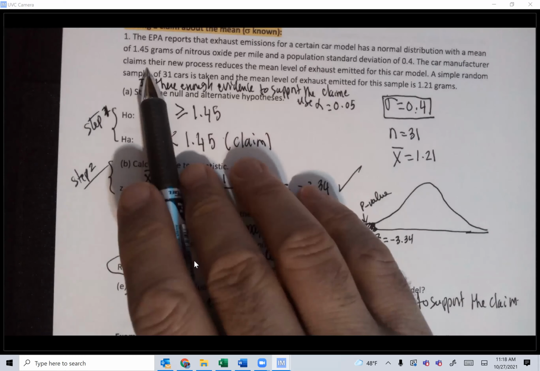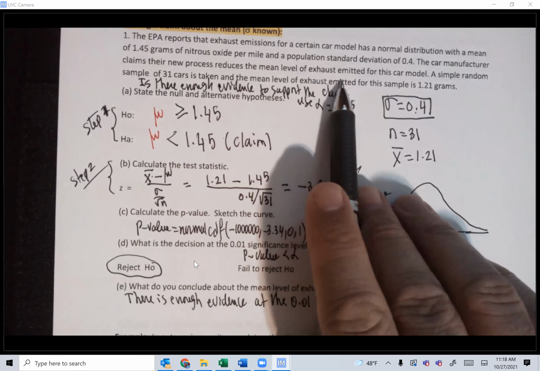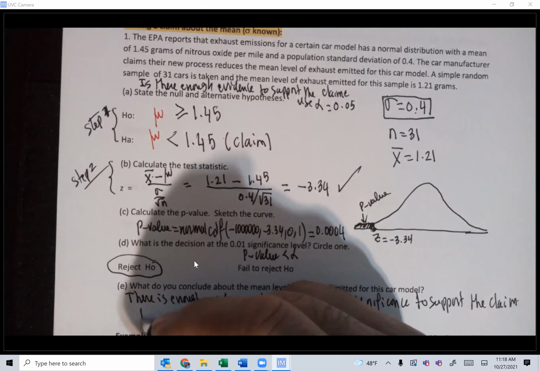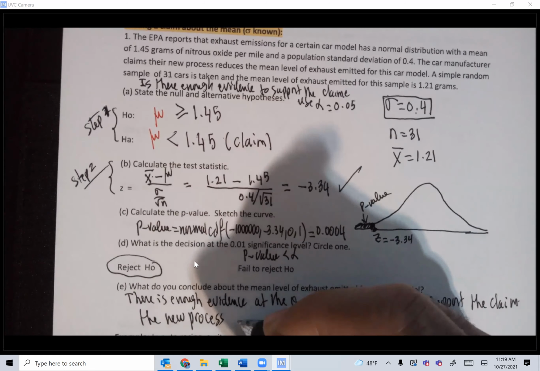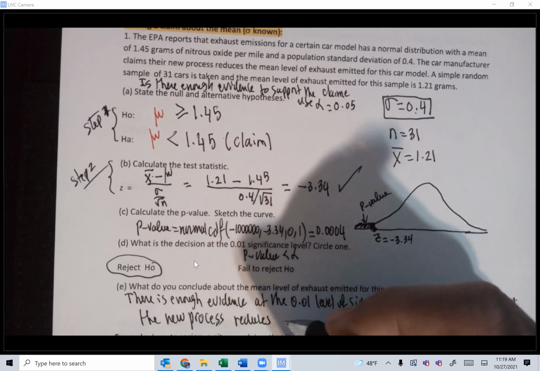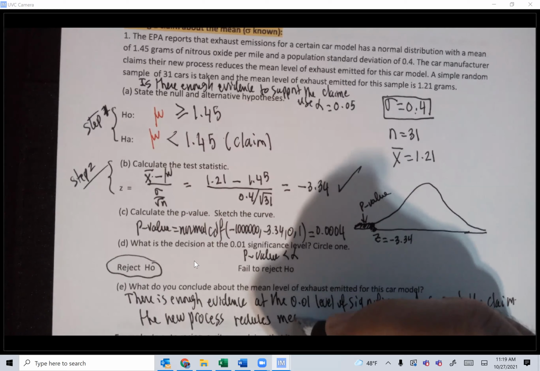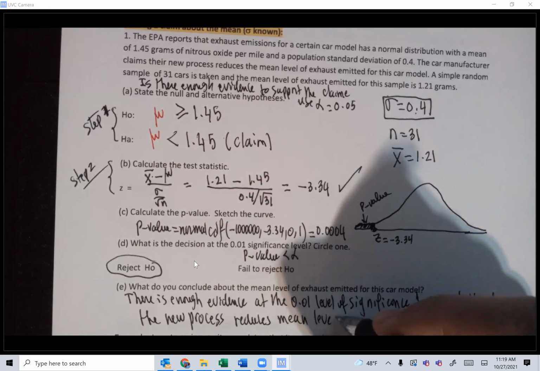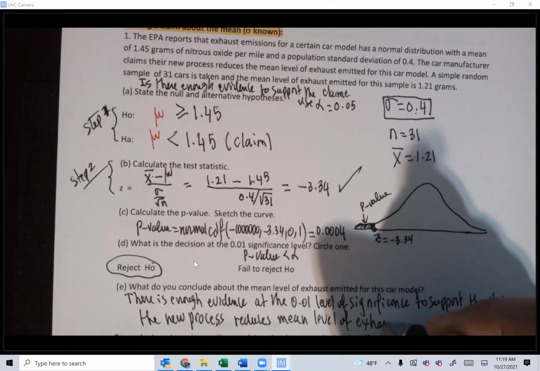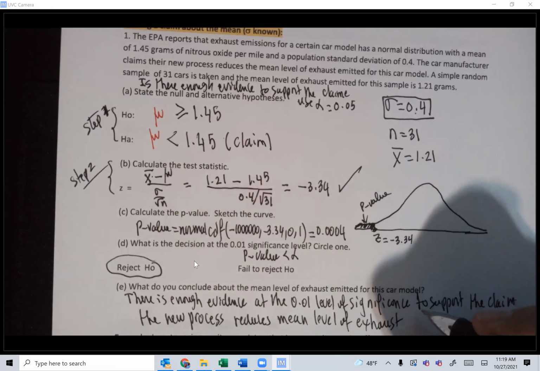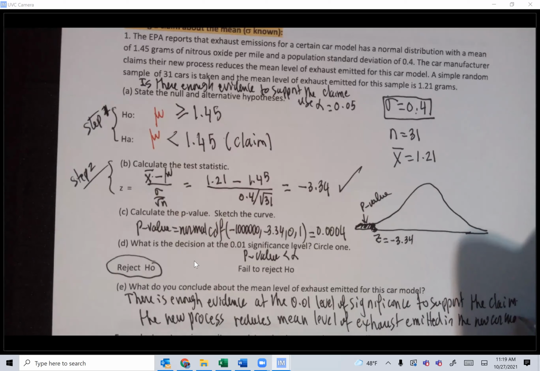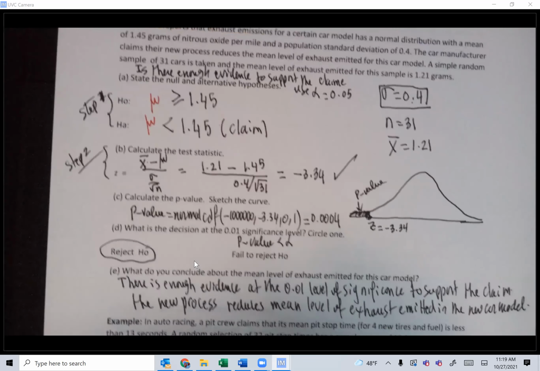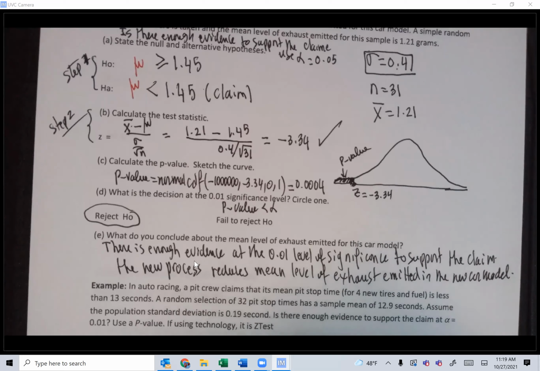Whatever the claim is, that the new process reduces the mean level of exhaust emitted. That the new process, just copy and paste the claim, guys, reduces the mean level of exhaust emitted in the new car model. So meaning their claim is valid. They made a claim and we were able to support the claim.